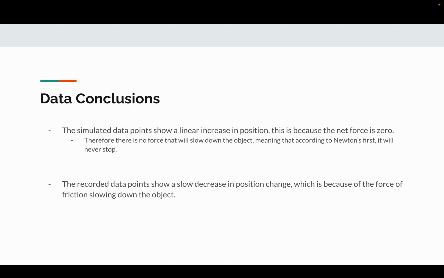Our data conclusions show that the simulated data points show a linear increase in position as expected, and this is because the net force is 0. Therefore, there's no force that will stop the object, meaning that according to Newton's first law, it will theoretically never stop. The recorded data points also show a slow decrease in position change, which is due to the force of friction.